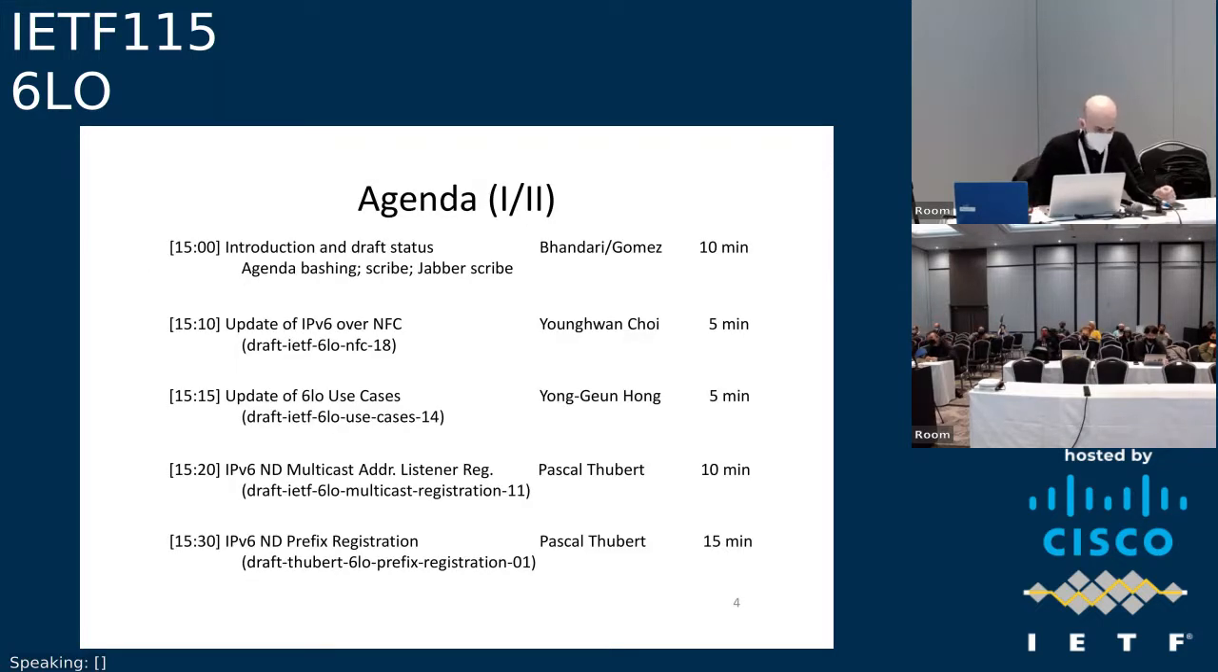And this is the agenda proposed for today. So the first presentation is the usual chair's introduction, which is currently in progress. This will be followed by an update of the IPv6 over NFC draft given by Yongwang Choi. Next, there will be an update of the 6LO use cases draft by Yonggyun Hong. And that will be followed by a couple of presentations related with neighbor discovery. The first one is multicast address listener registration. And the second one is a new draft, although the idea had been presented in a previous IETF, which is on prefix registration. Both will be given by Pascal.